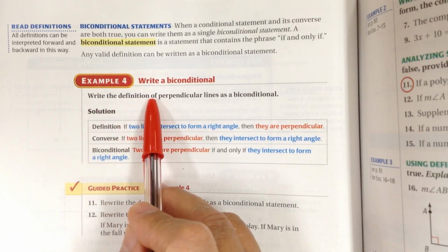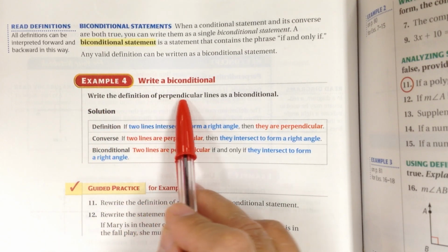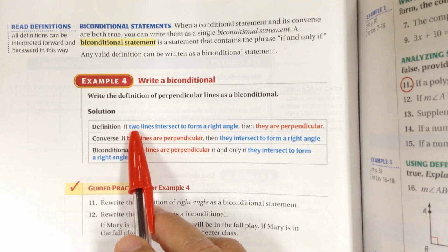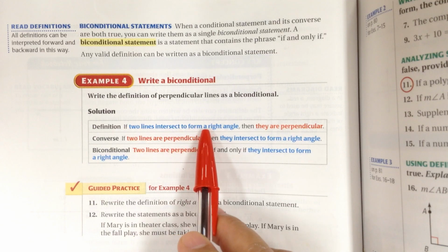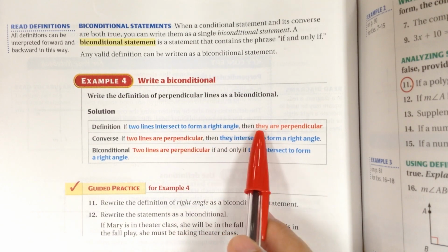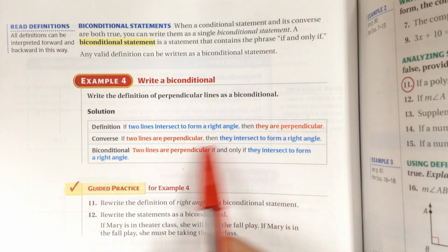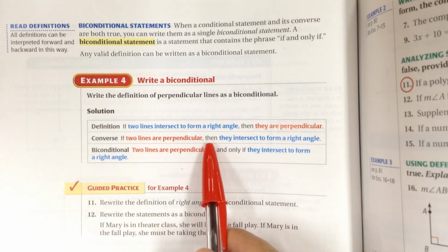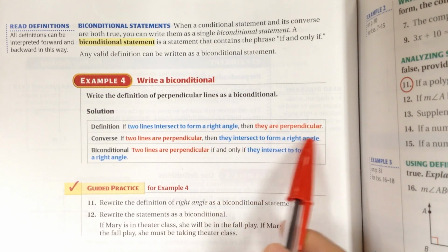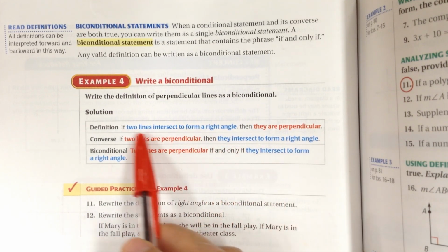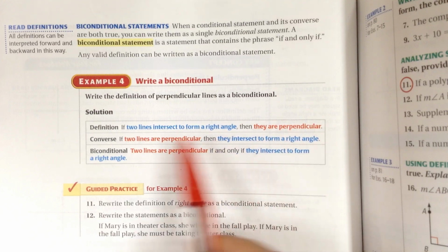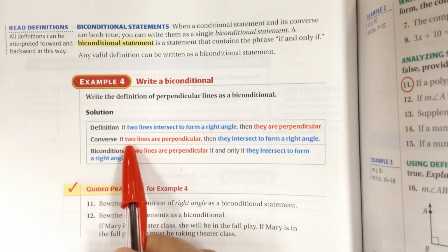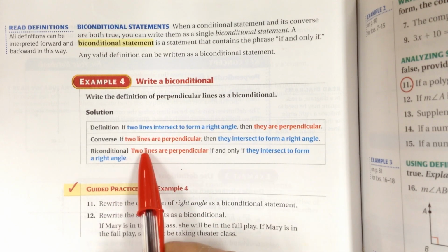Write the definition of a perpendicular line as a biconditional. So the definition: if two lines intersect to form a right angle, then they are perpendicular. The converse says if two lines are perpendicular, you switch, right? Then they form a right angle. Because the original and the converse both work, if you go one way, no problem. Come back the opposite direction, no problem. That means this is like a two-way street.